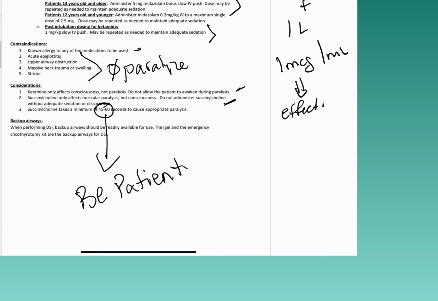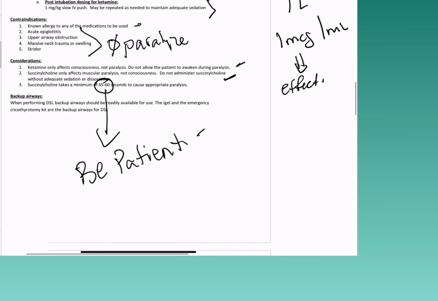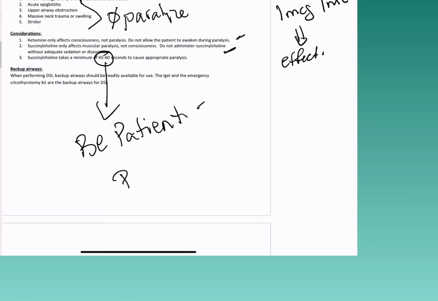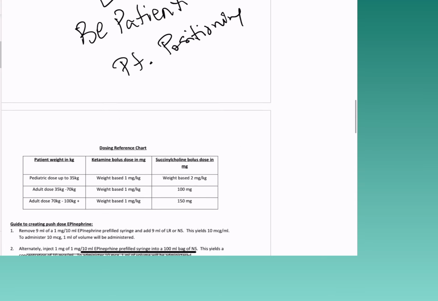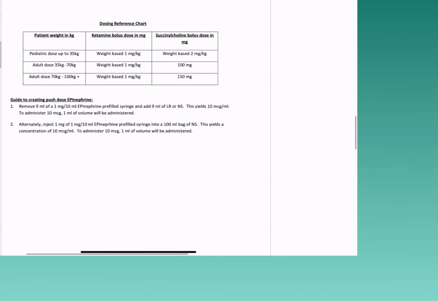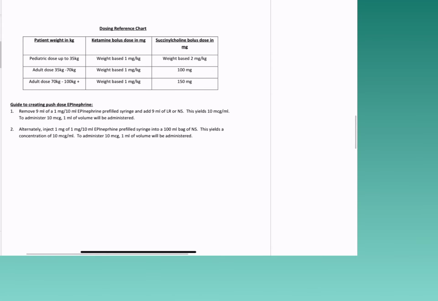Okay, the last thing I will tell you before signing off here is I do absolutely advocate for proper patient positioning. If you properly position your patient, you will increase your chance at first pass success. And then included on this protocol here, we do have just a little bit of a dosing reference chart just to make life easier for you. Keep in mind, for kids, the succinylcholine dose is 2 milligrams per kilogram, whereas for adults, it's 1 to 1.5 milligram per kilogram. And then for kids, for small adults, for big adults, our ketamine is going to be 1 milligram per kilogram.